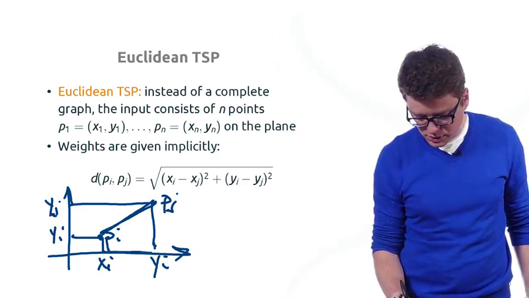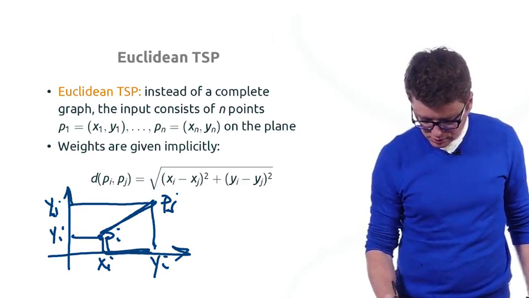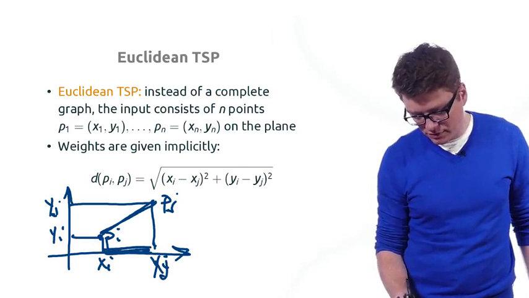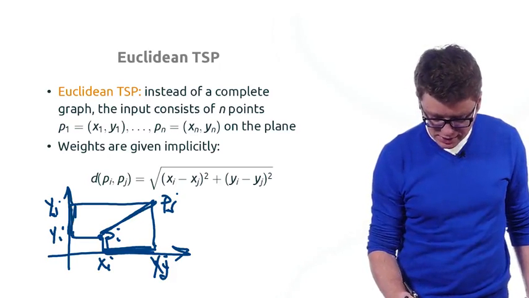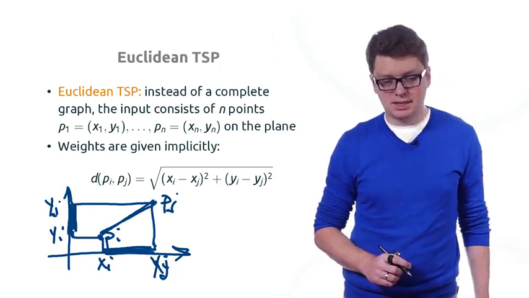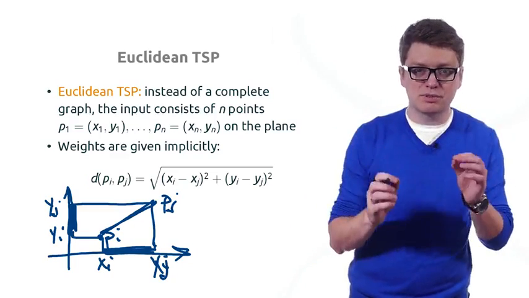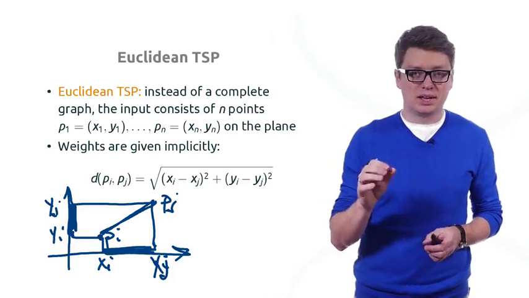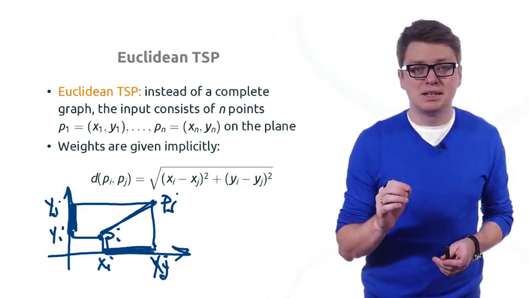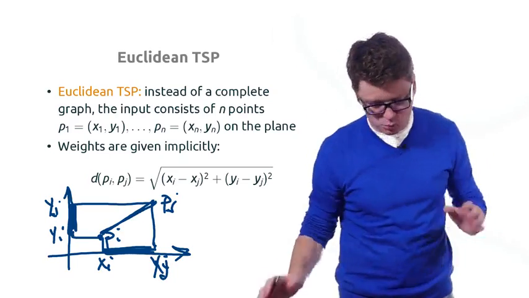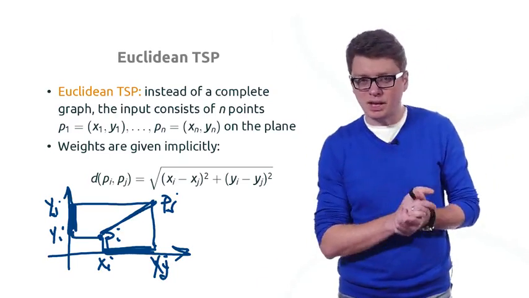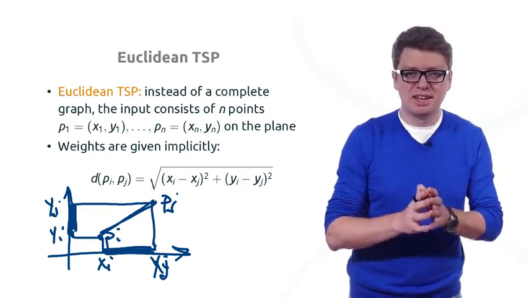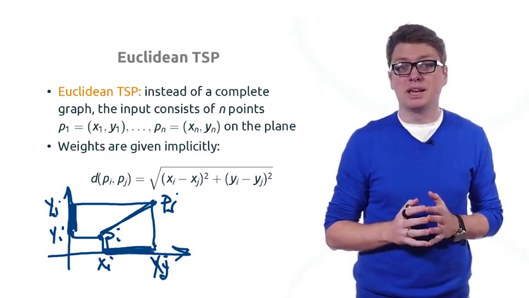This is just the square root of the square of xi minus xj, plus the square of yi minus yj. So we compute the sum of these squares and we compute the square root. This gives us the distance between the corresponding 2 points implicitly. It is not part of the input, we can always compute it. And this is an important special case. In many applications what we're given is essentially points on a plane.